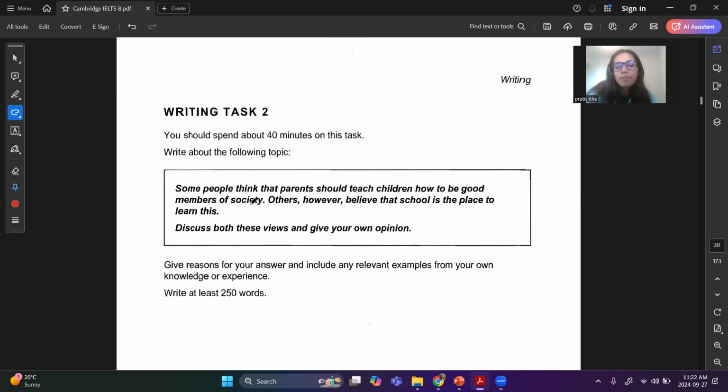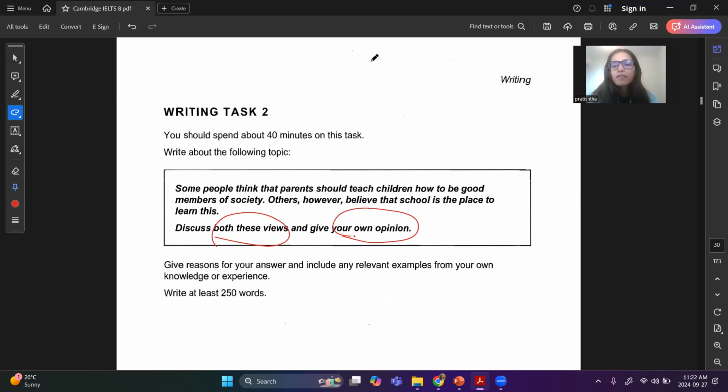Writing task 2 is: some people think that parents should teach children how to be good members of society. Others believe that school is the place. So you have to discuss both the views because it's given here. And then in the third body paragraph, give your own opinion. What do you think? You cannot choose both. You have to give one, right?